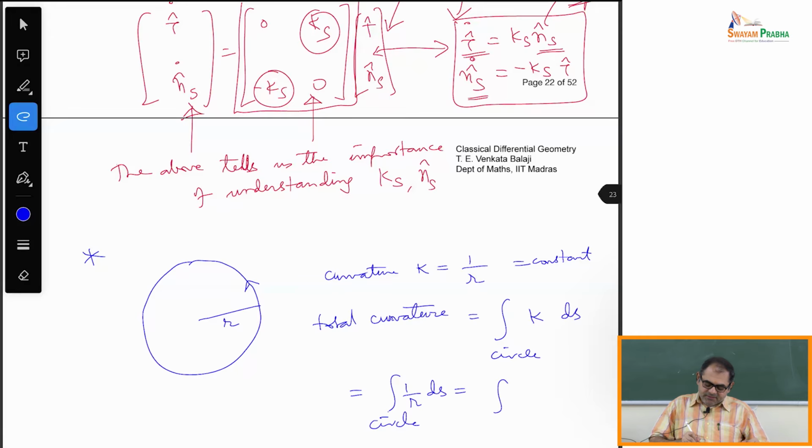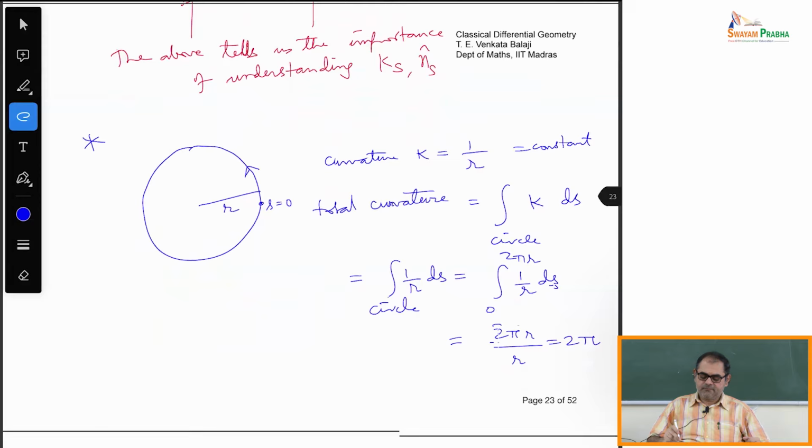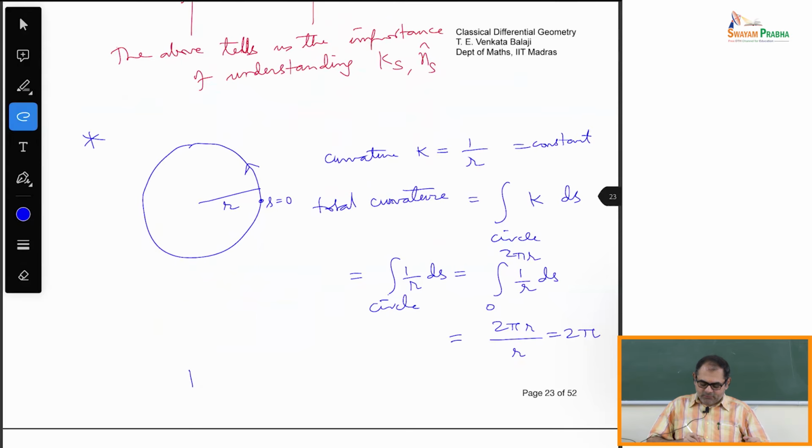Since s is the arc length, the limits will be: if I start at some point, I call it s equal to 0, then if I go around once, I will get s equal to 2 pi times r. So this will become the integral from 0 to 2 pi r of 1 by r ds, and you are going to get 2 pi, since 2 pi r by r is 2 pi. So you see what is happening. The total curvature is 2 pi.